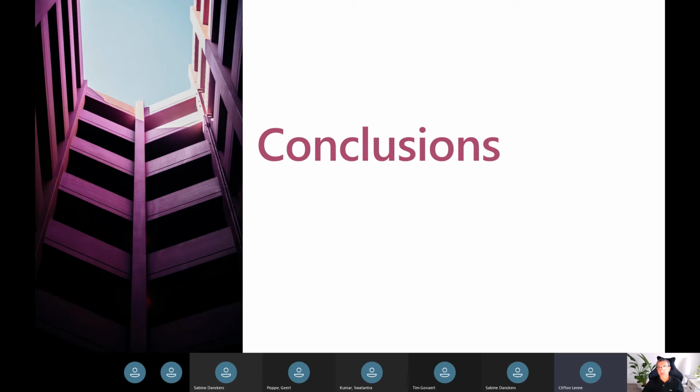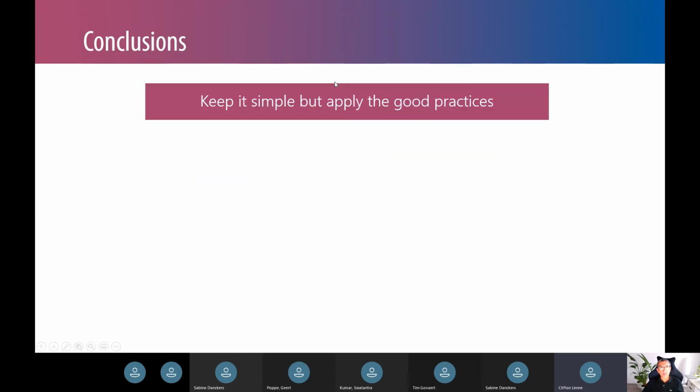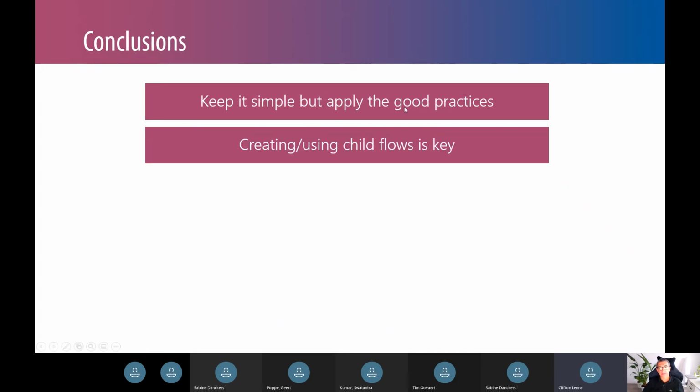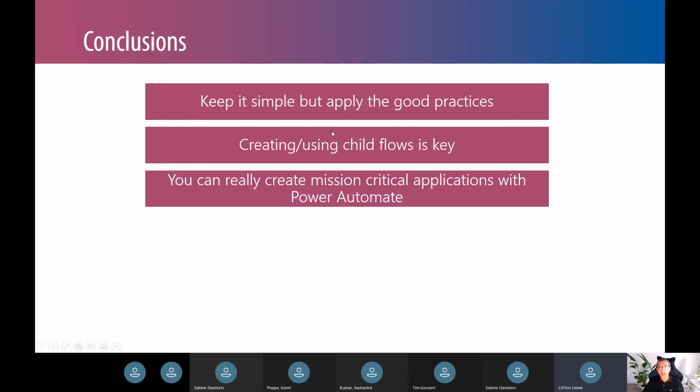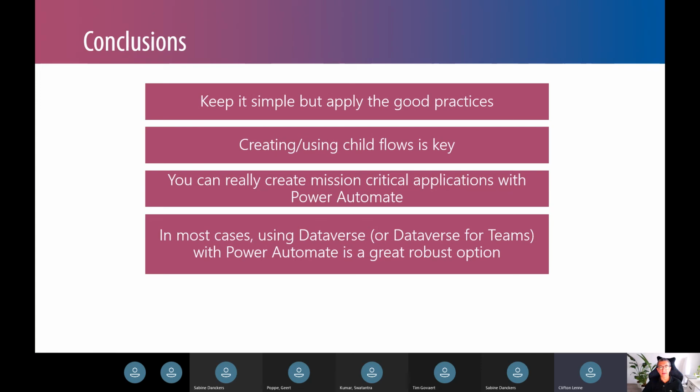As a conclusion, what we can say is this. Keep it simple. Always keep it simple, but apply the good practices defined by the industry. Using child flows in your application is very, very important. I prefer child flows to custom connectors. You can create mission critical applications with Power Automate. Okay. Sometimes you need to put a layer on top of that, but still you can.